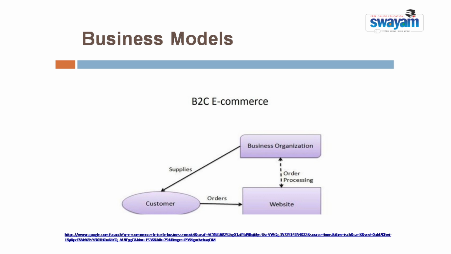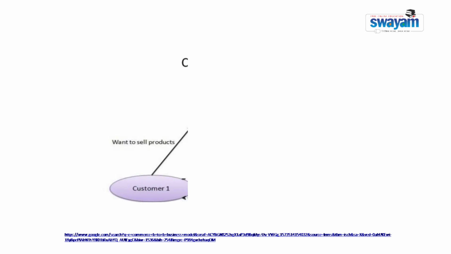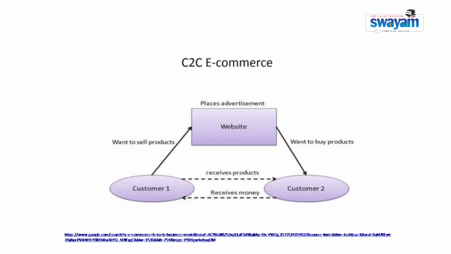In the case of the consumer to consumer business model, consumers sell their cars or electronic equipment by publishing the information on the website. On the other side, consumers can also choose to buy from the website by surfing through the available options.